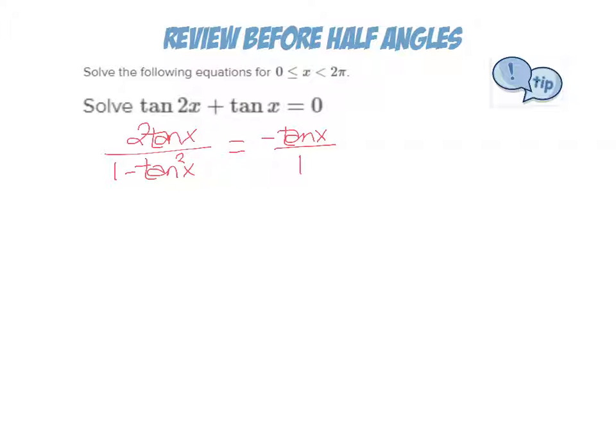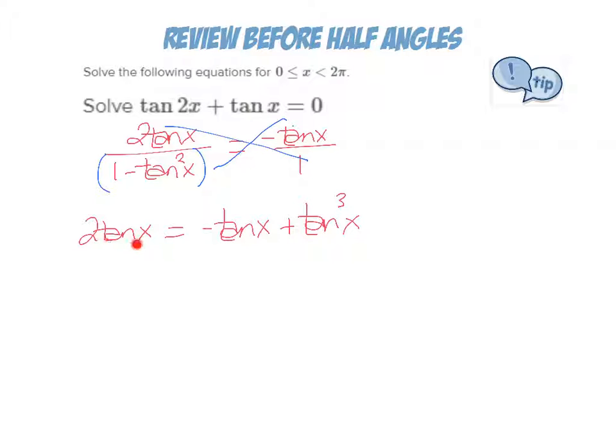Let's do cross products. 2 tangent theta, or tangent x, is equal to, now when I go this direction, I have to look at this as though it's in parentheses, and I'm going to be distributing my negative tangent x through that. That would get me a negative tangent x plus tangent cubed x. That looks a little bit different, we have a cube, we don't have that typically. But I do have this tangent x and this other tangent x term. I think those could combine together.